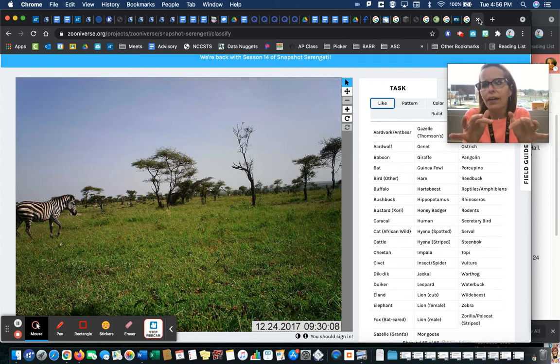Serengeti is a national park and reserve in Tanzania, but the scientists have set up these Snapshot citizen scientist programs all over the world. So this is just one example. Basically, they have motion detector cameras set up all over the Serengeti. And every time an animal walks by, the camera goes click.